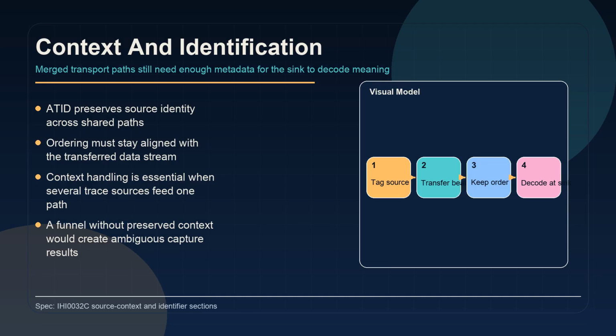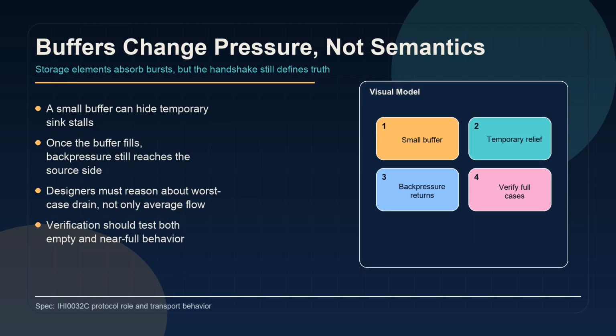ATB is not just data motion. The sink must also know where the trace came from. That is why identifiers and ordering belong in the mental model for RTL and verification. Buffers make an ATB path feel smoother, but they do not change the underlying semantics. Eventually, a full path still has to tell the source to wait.